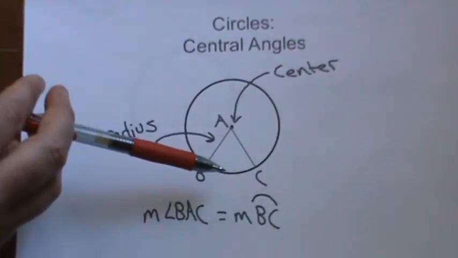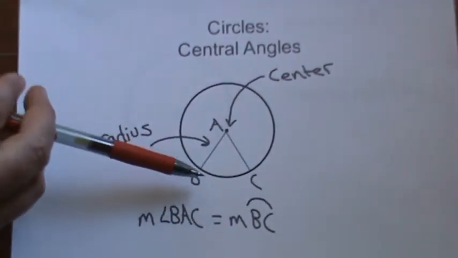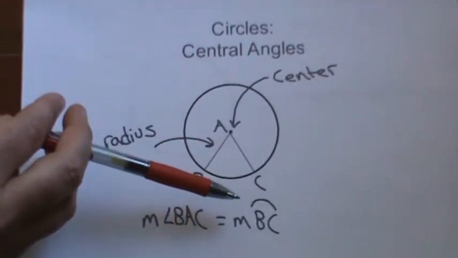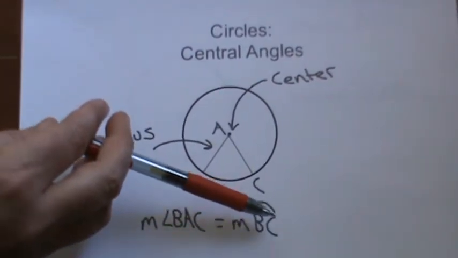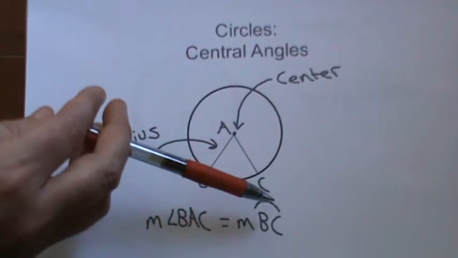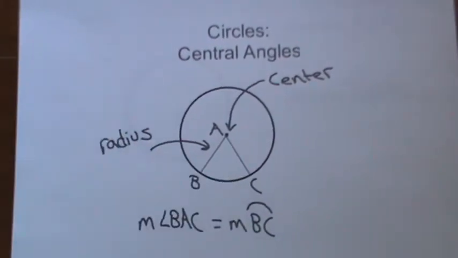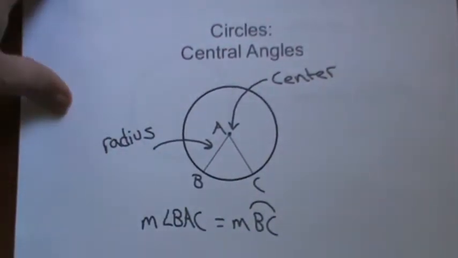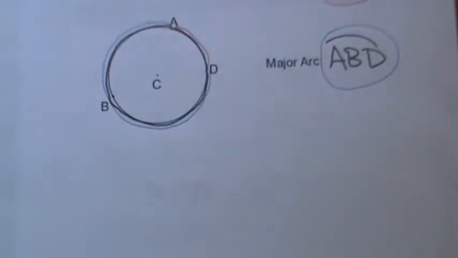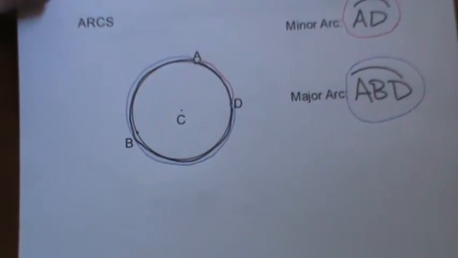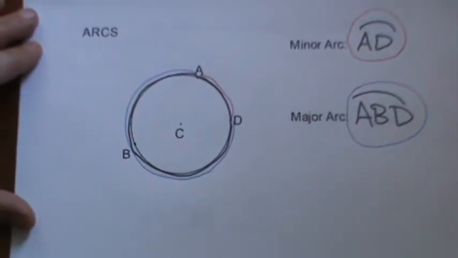In this case we have arc BC drawn. And to name an arc, we use an arc symbol, similarly to how we use a segment symbol when we talk about a section of a line. So an arc, like I said, is just a section of a circle.